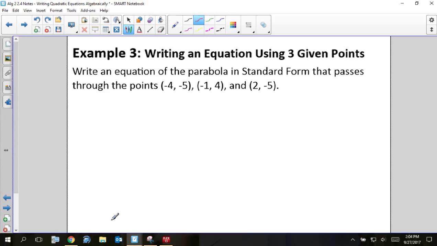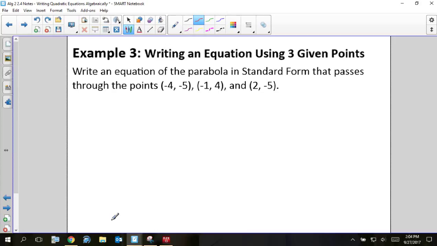So what we're going to do now is write an equation of the parabola in standard form that passes through 3 given points. Are any of these the vertex? Well, we don't know. It doesn't say. Are any of these the x-intercepts? How do we know it's an x-intercept? Y equals 0. Are any of these y equals 0? So we don't have the vertex that we know of, and we don't have an x-intercept.